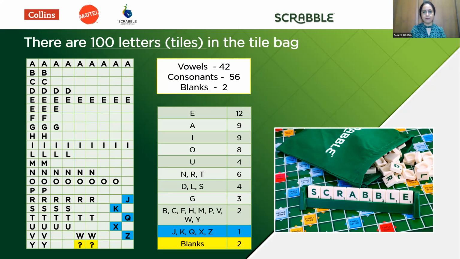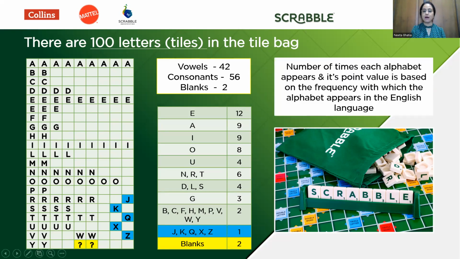Now, when we look at this further, we realize that there are 42 vowels over here, 56 consonants, and 2 blanks, which make up the 100 tiles in the tile bag. You may ask that there are only 5 vowels in the English alphabet series, A, E, I, O, and U. Why then are there 42 vowels in the tile bag? Because vowels are needed to make words.